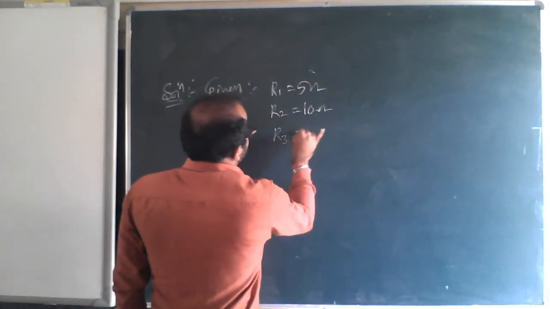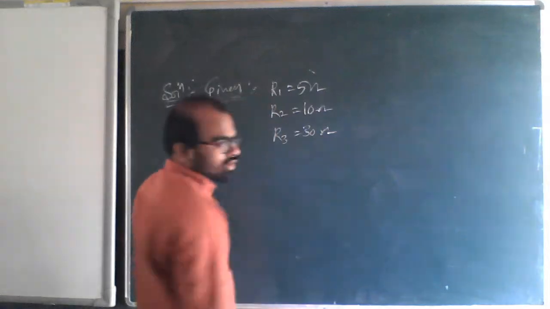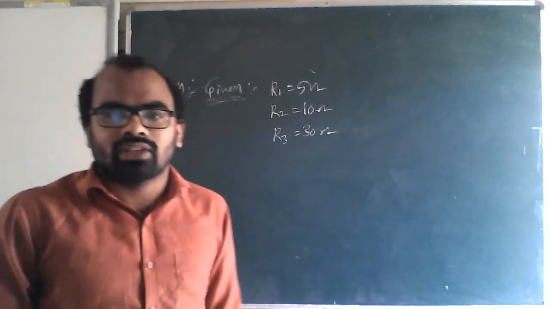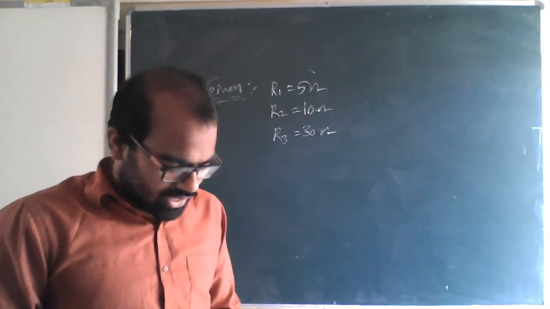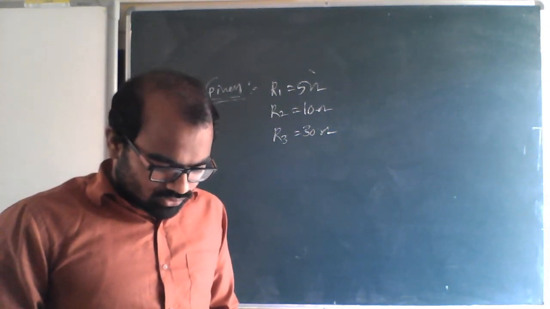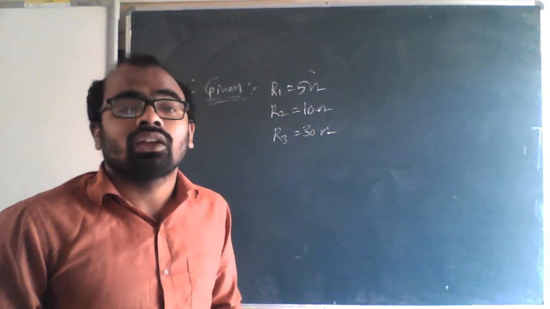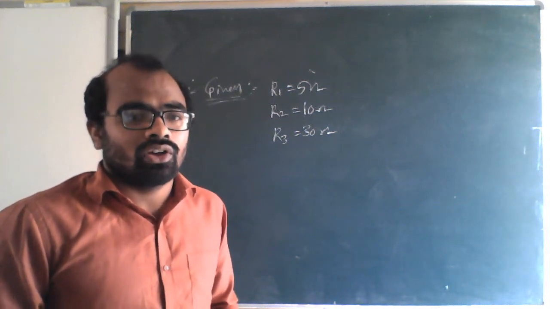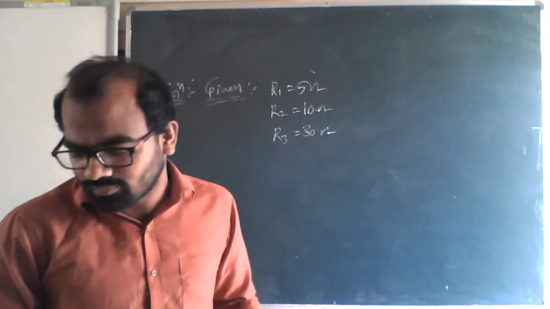R3 they have given 30 ohm. Okay. R1 they have given 10 ohm. R2 they have given 10 ohm. Sorry, R1 5 ohm, R2 10 ohm, and R3 30 ohm. Okay. But shall I need to write the problem also? Better I will write it.